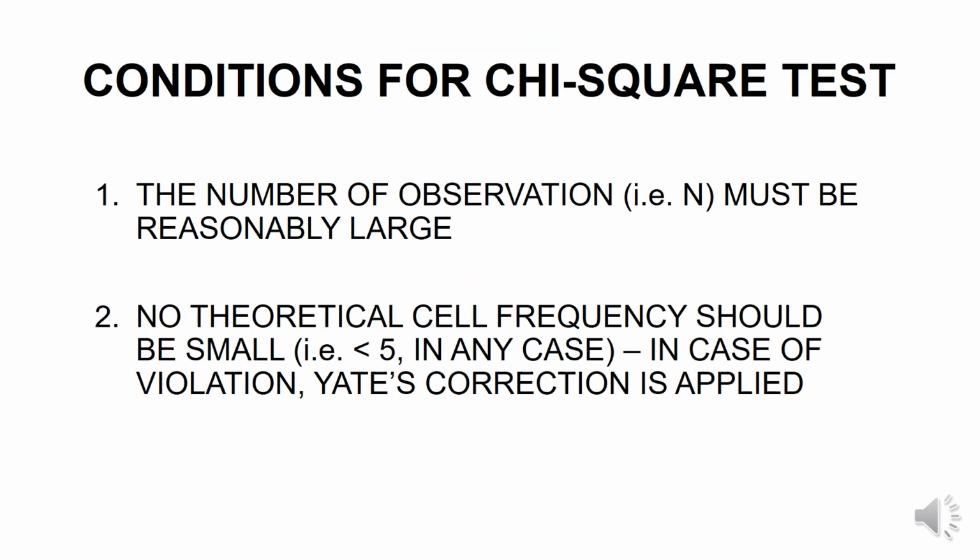Conditions for the Chi-Square test. Point number 1. The number of observations must be reasonably large to ensure the similarity between the theoretically correct distribution and the sampling distribution of the Chi-Square statistic. Point number 2. No theoretical cell frequency should be small. When the expected frequencies are too small, the value of Chi-Square will be overestimated and will result in too many rejections of the null hypothesis. In case the cell frequency is less than 5, then Yates correction is to be applied.